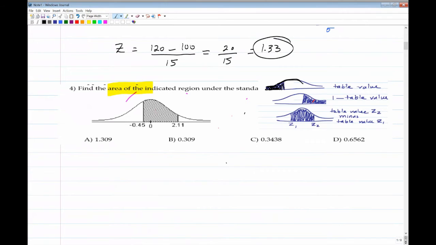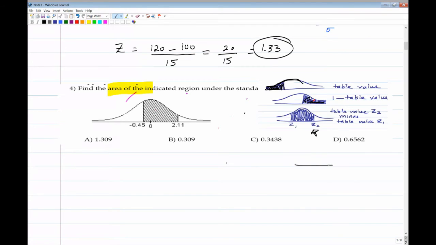If it is colored on the right, after I find the table value, I'll say 1 minus. Whenever it's on the right, it's always 1 minus the table value, because that's what's left out of 1. If we have between 2 values, that would be z1, z2, which is the higher one, minus the first one when you find the table values.